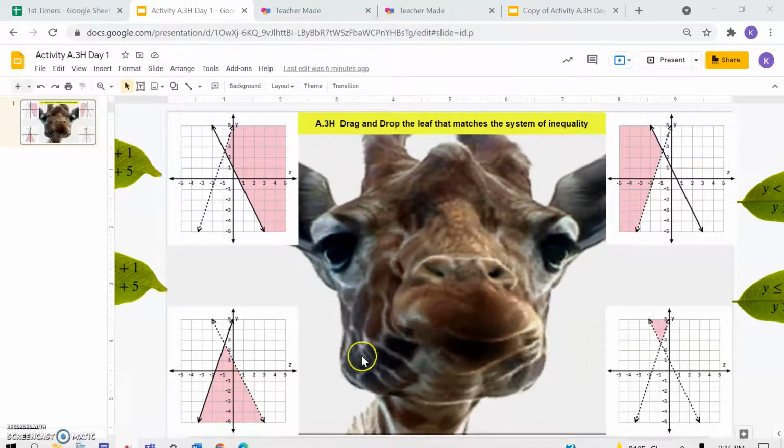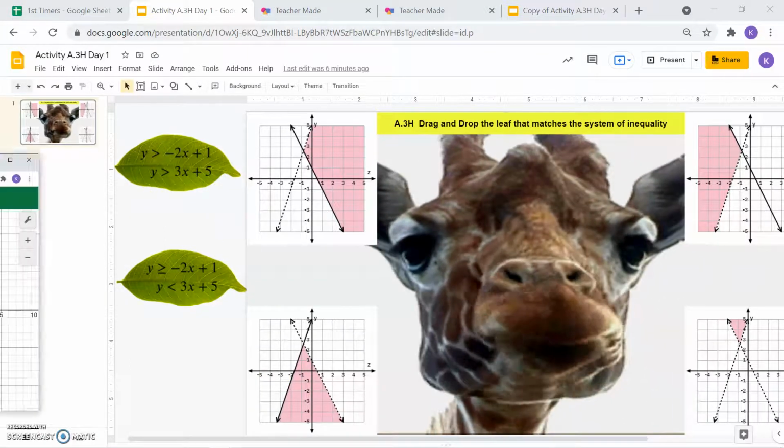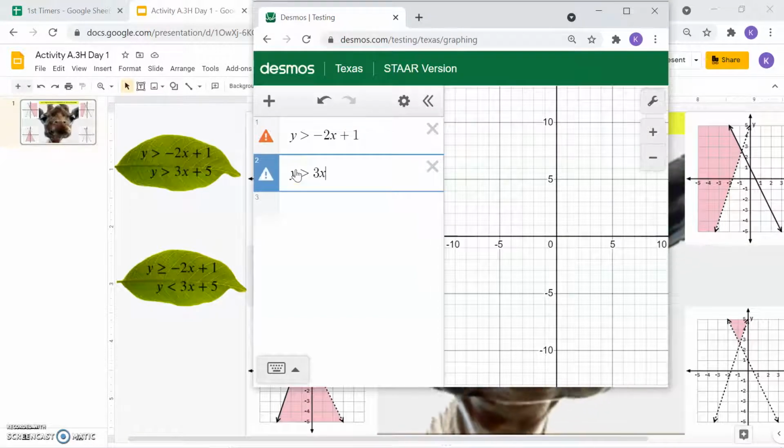In this lesson, we're going to be graphing not just one, but two linear inequalities. First, get your decimals, and this will help you with these kinds of problems. Now, Desmos cannot graph an inequality like, for example, this one: y is greater than negative 2x plus 1 and y is greater than 3x plus 5.